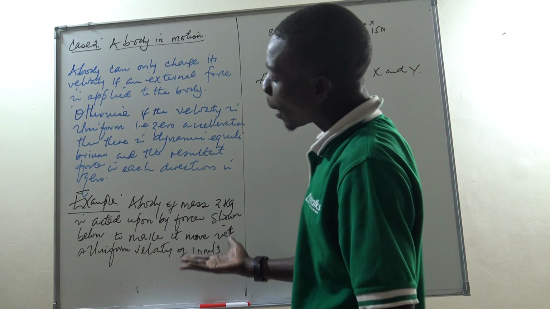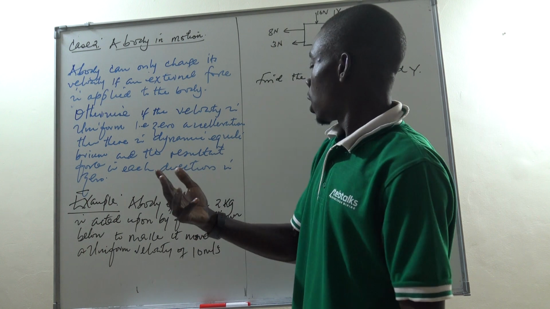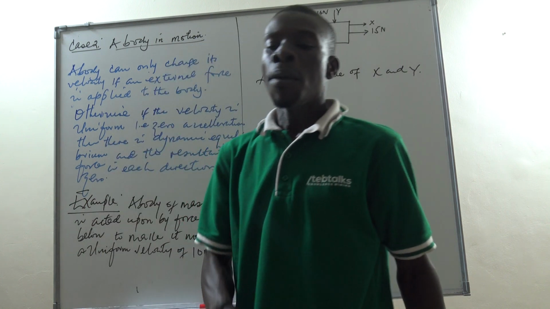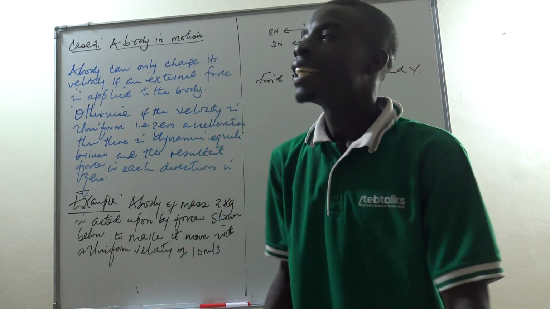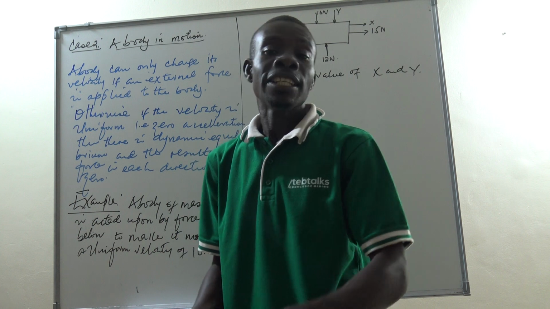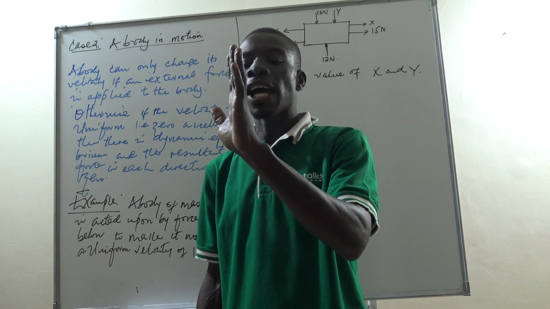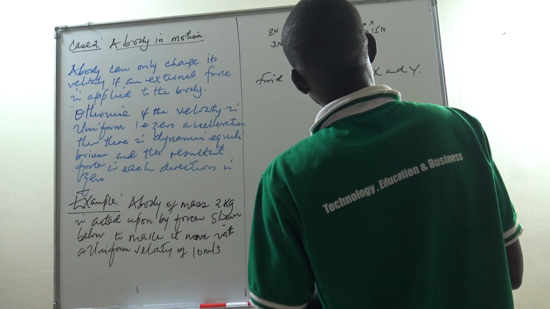So, we have an example here: a body of mass 2 kilograms is acted upon by the forces shown below to make it move with uniform velocity. By the fact that the body is moving with a uniform velocity, that is enough to tell us that there is a state of equilibrium. If there is equilibrium, forces in opposite directions should be equal. So, let's solve this and see.